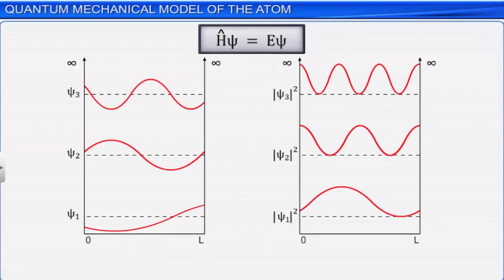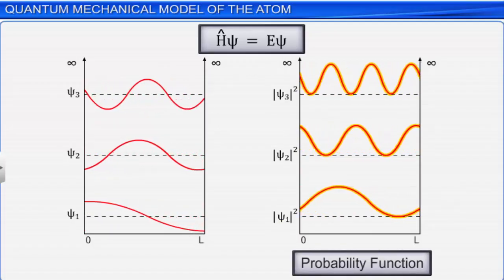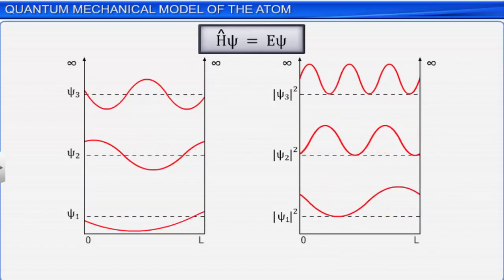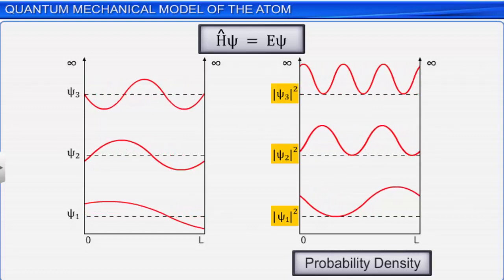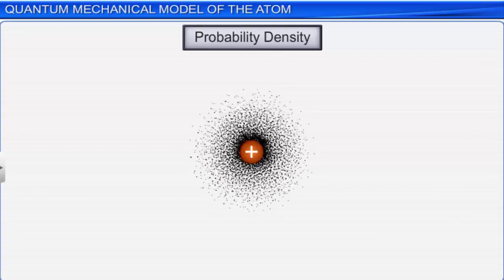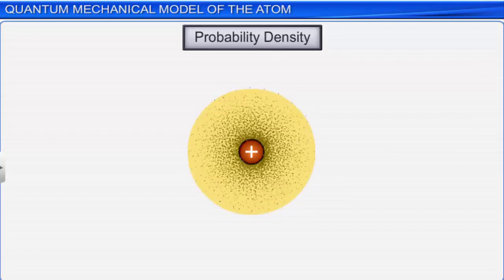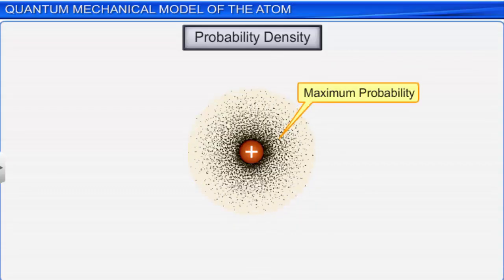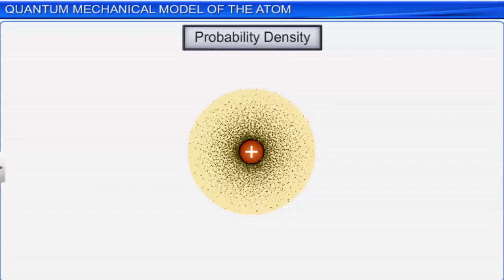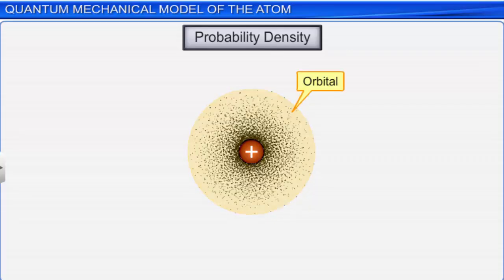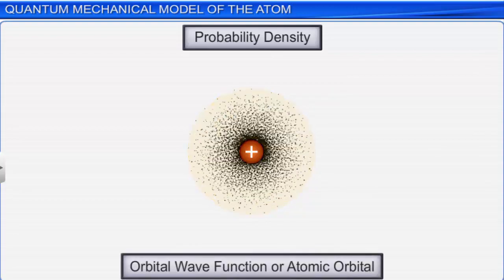Therefore, the square of the amplitude of electron wave, that is, psi square, gives the probability of finding the electron at a point within an atom. That is why the function psi square is called probability density and is always positive. By finding the probability density at different points in an atom, one can predict the region of space around the nucleus, within which the probability of finding the electron is the maximum. This three-dimensional space around the nucleus, where the probability of finding the electron is maximum, is called orbital. This is why the wave function for an electron in an atom is also called orbital wave function or atomic orbital.